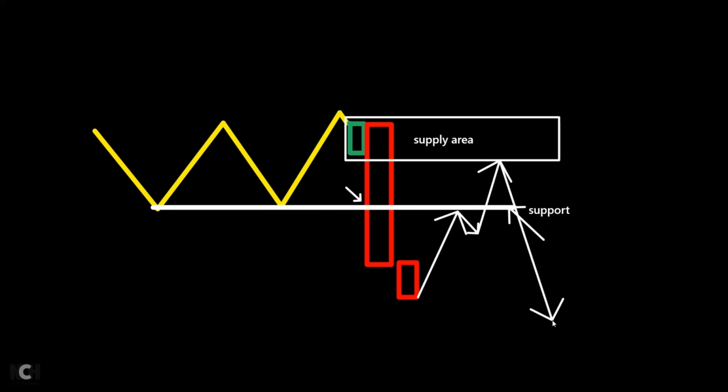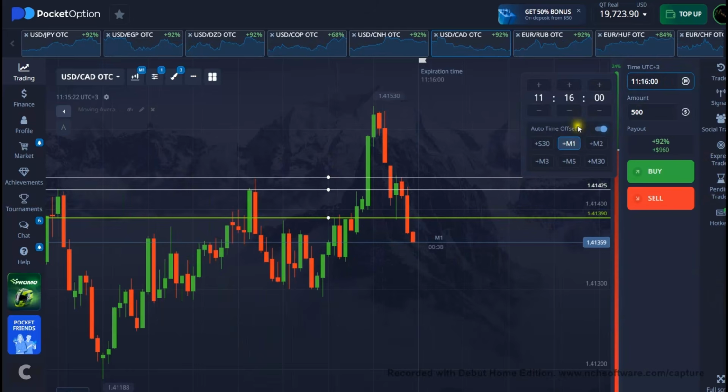For this strategy, we will use a 1 minute trade duration, and make sure that your expiration timer is set to flag mode before placing any trade. In the next examples, I'll show you a few more setups in real market conditions and how to avoid the mistakes that cause most traders to lose breakout trades.